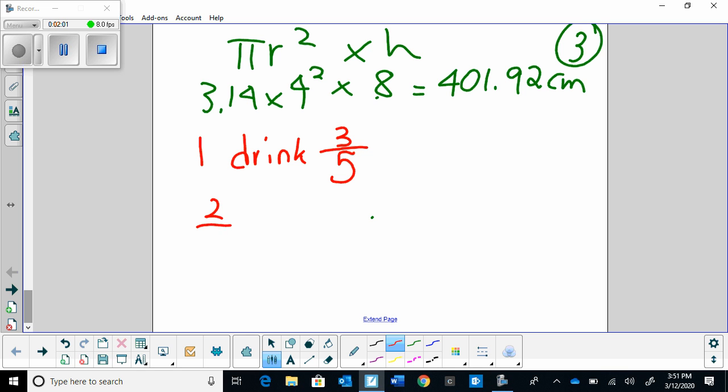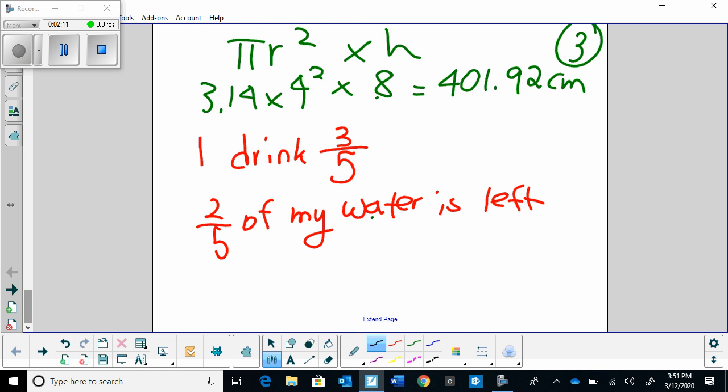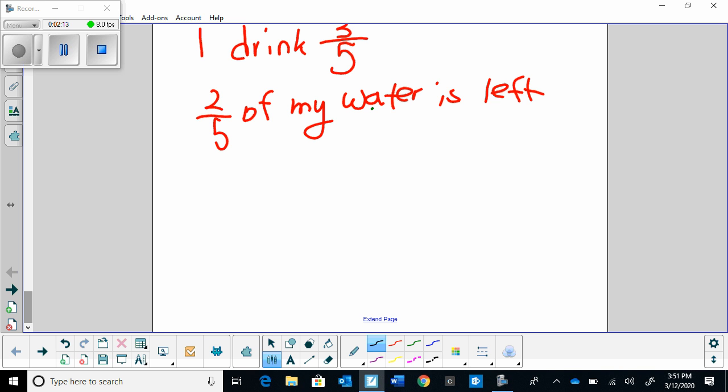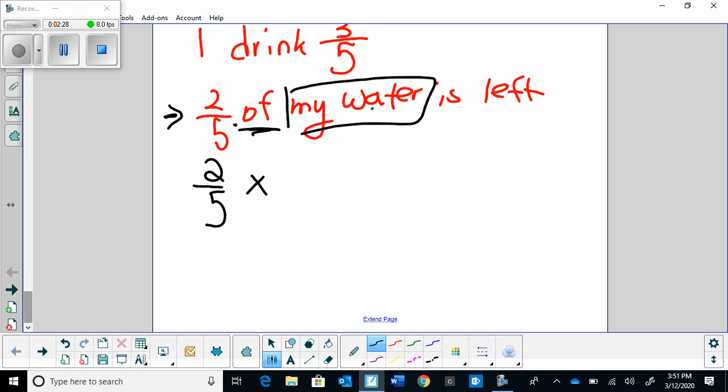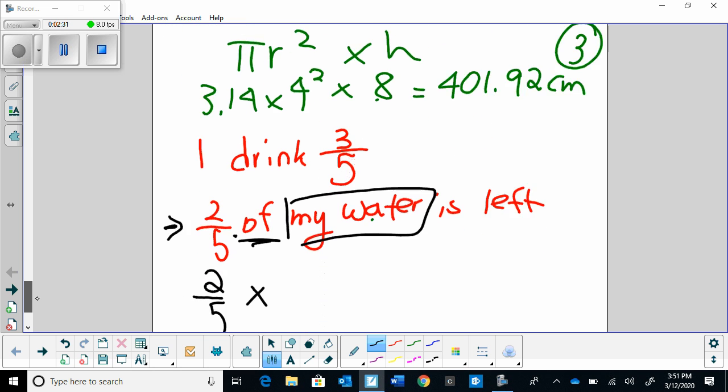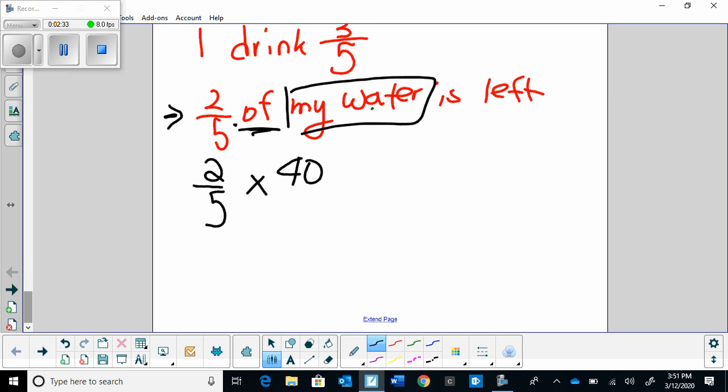So 2/5 of my water is left. But how much is that? What's the volume? How much water is it? Well, 2/5, we want to convert this sentence into a mathematical equation. So 2/5 stays as 2/5. The word of means to multiply, which is great. And then my water, well, how much water was there in the water bottle? Didn't we calculate that? Oh, right, it was 401.92. And that's going to give us how much is left.